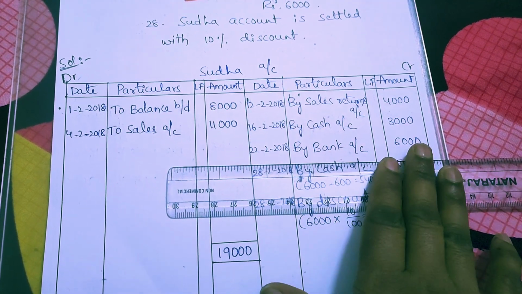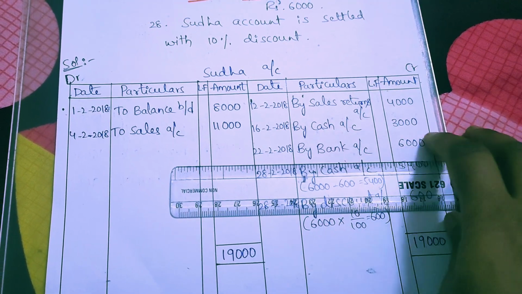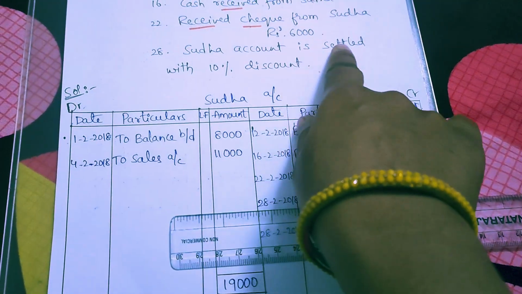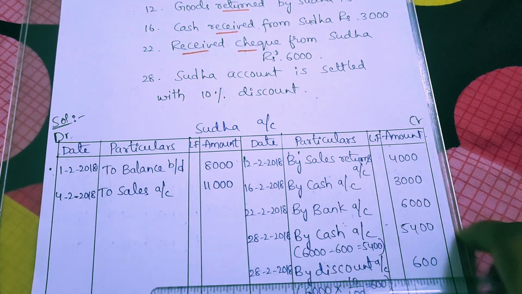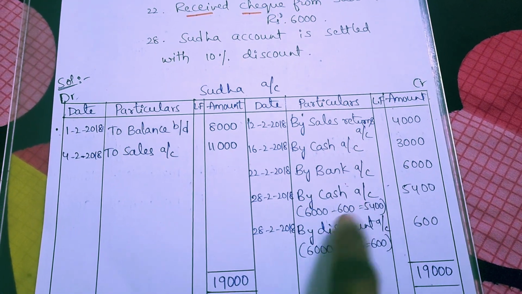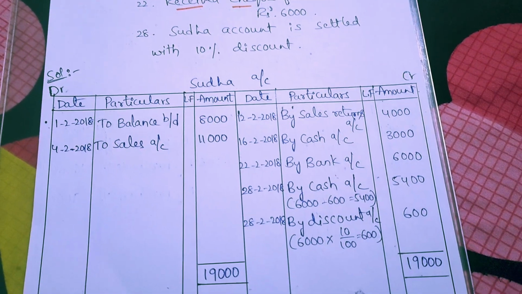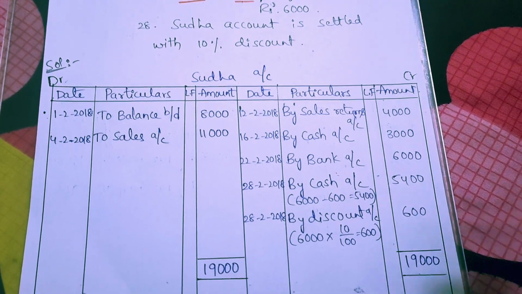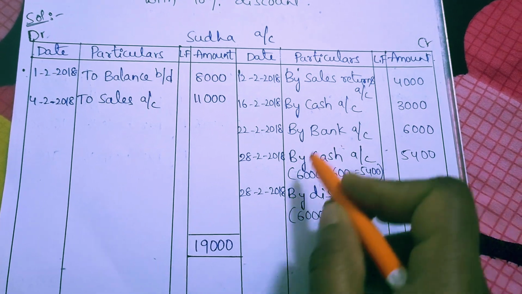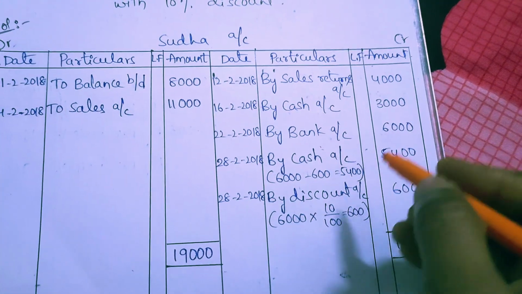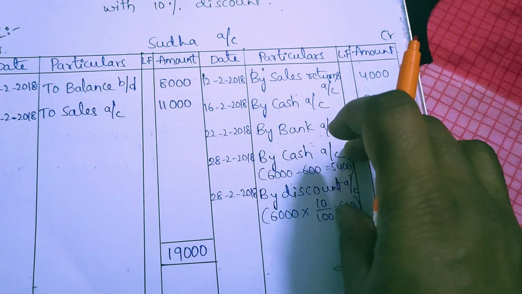So what to write here? Actually, Sudha's account is settled with a 10% discount. So we should write two items: by cash, by discount. We should write two items actually. And how to record the values? What we got here? 6,000.